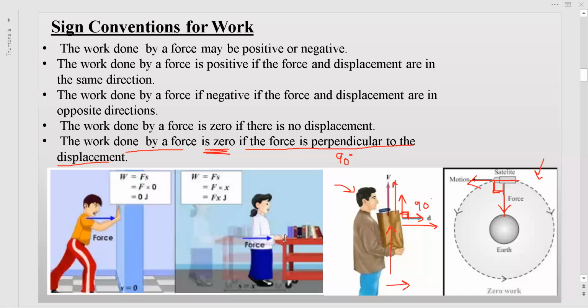Here is a formula which you will be using in higher standards, but just for information I am showing you the formula.